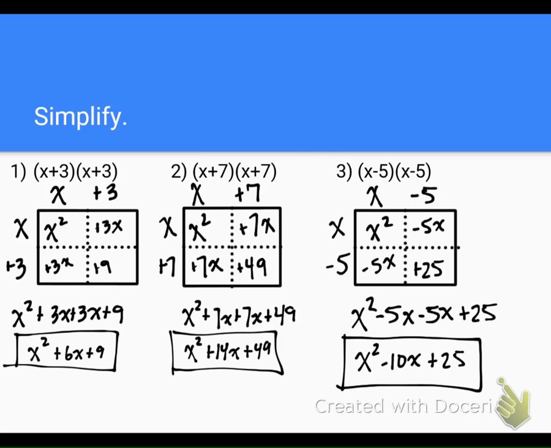Over here we have 2 7x's. Why? Because you have to multiply 7 times x twice, right? So 7x and 7x is 14x. You see that? Or right here we have negative 5x twice. What's negative 5x twice? Negative 10x, okay?